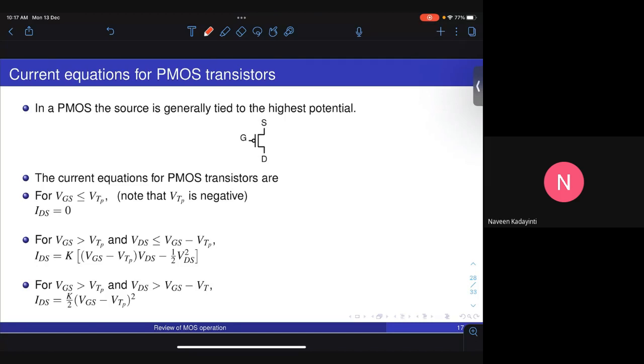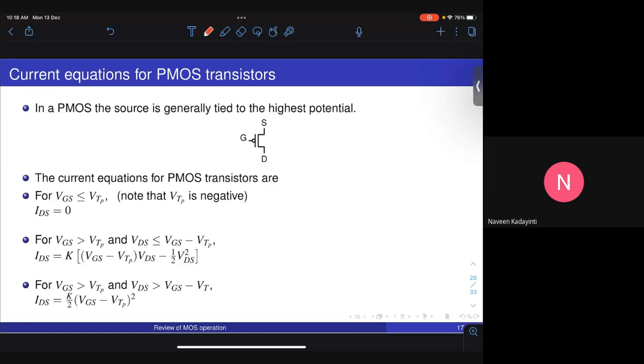So again, till now we have looked at equations for NMOS. The same method can be used for finding current equations for PMOS also. In PMOS, the source is tied to the highest potential, and in NMOS, the source was tied to the lowest potential. In PMOS, the current equation is: for VGS less than VTP, IDS is 0. Note that VTP is negative for PMOS, so gate to source potential is also negative. So when VGS is more negative than VTP, that is when the drain current is 0.